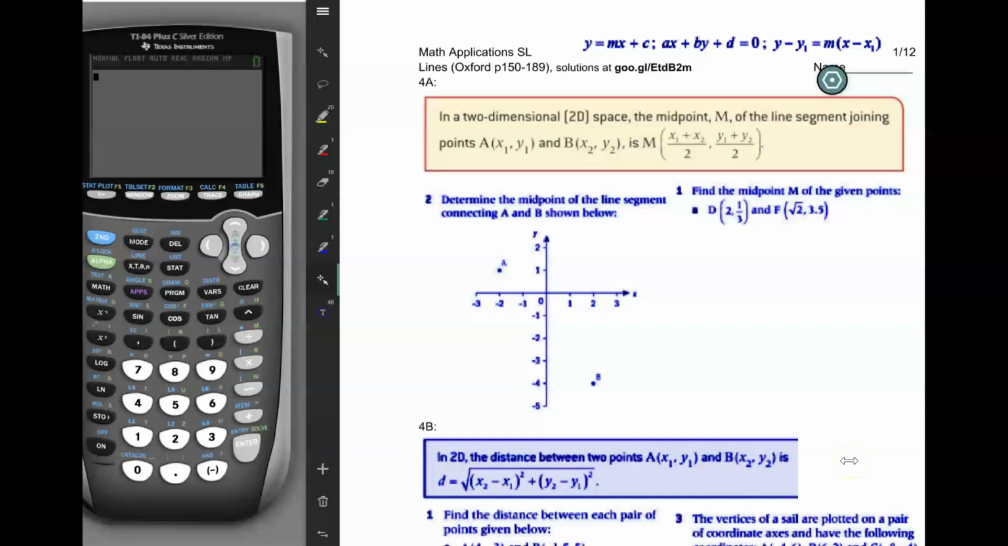Okay, welcome to page 1 of the packet on lines. A lot of this is review concepts, but I would like to show you how to use the calculator to facilitate your life on many of these calculations, since you can always use the calculator on the exams.